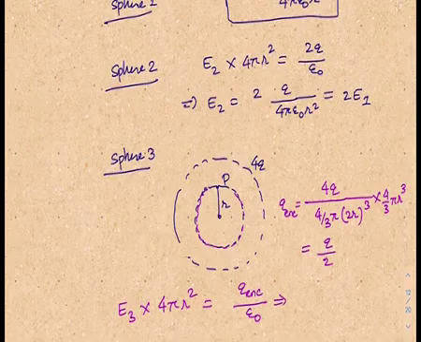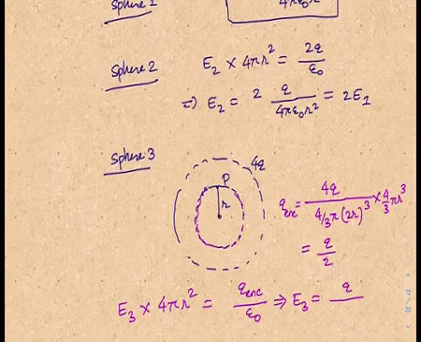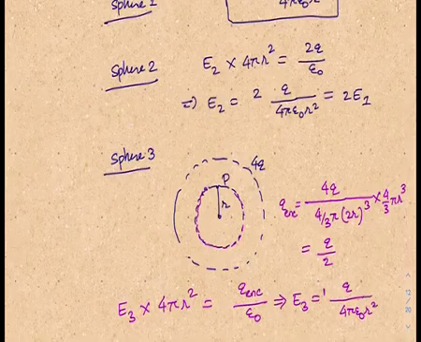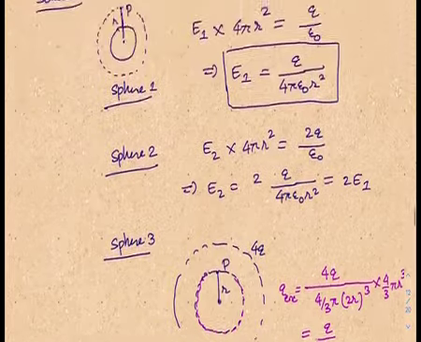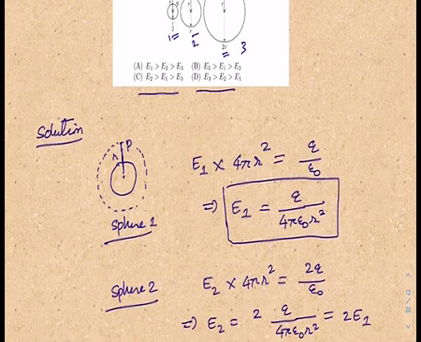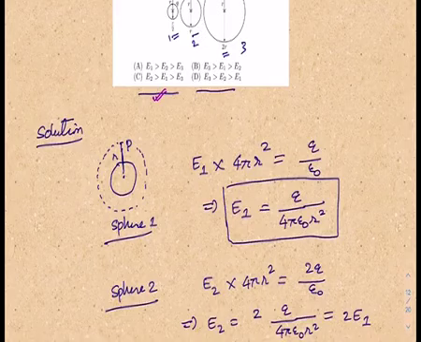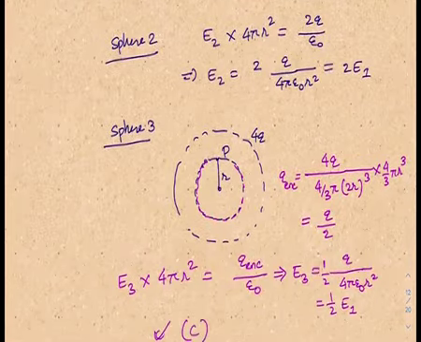So this implies that your E3 is equal to q divided by 4 pi epsilon 0 r square, times a half. So this is half of E1. Okay, so which option is the correct one? You can see that in this problem option C is the correct one, because E3 is less than E1 and E2 is greater than E1. So option 3 is the correct option here.